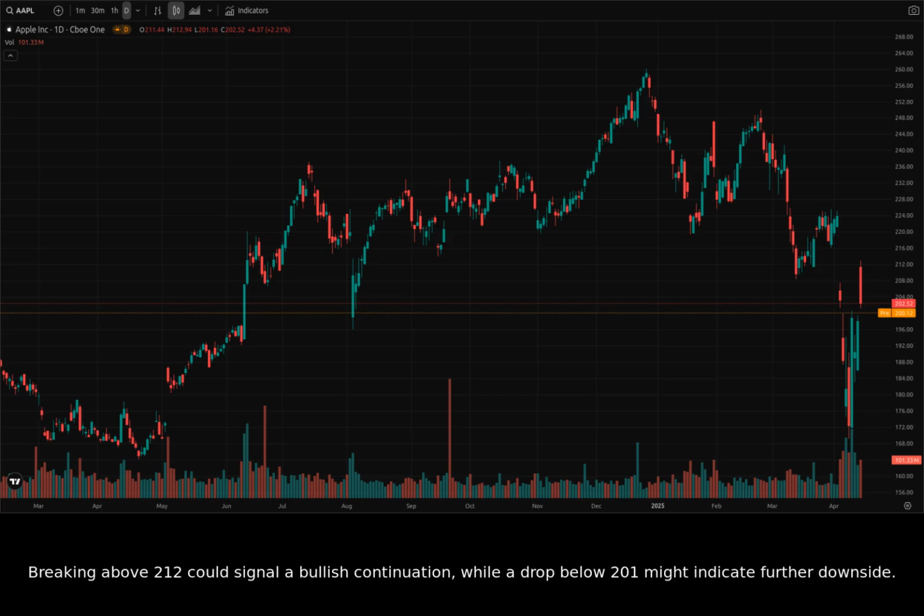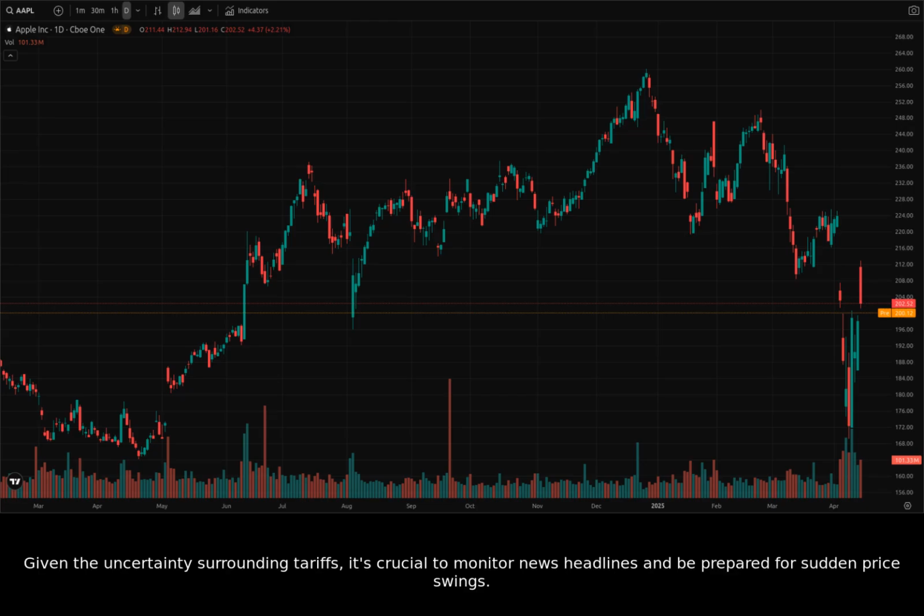Breaking above 212 could signal a bullish continuation, while a drop below 201 might indicate further downside. Given the uncertainty surrounding tariffs, it's crucial to monitor news headlines and be prepared for sudden price swings.